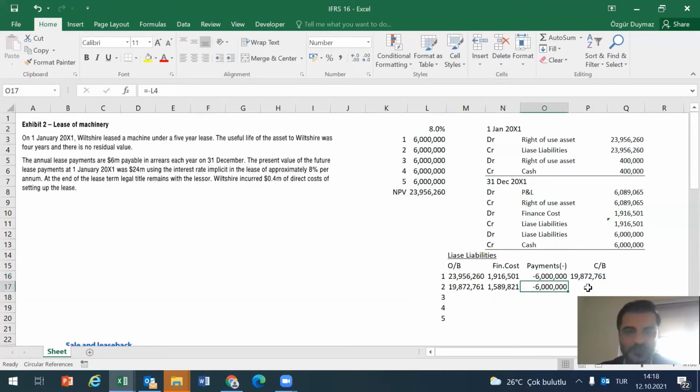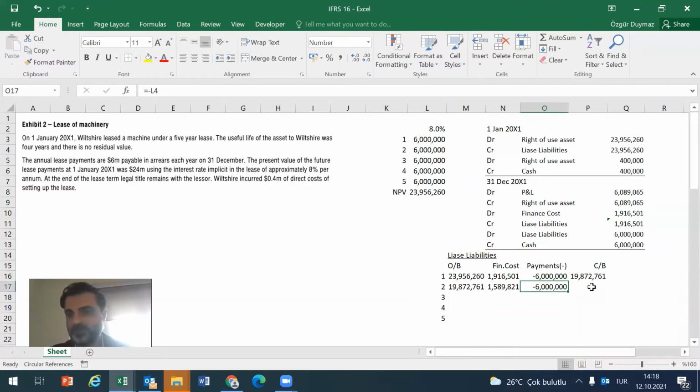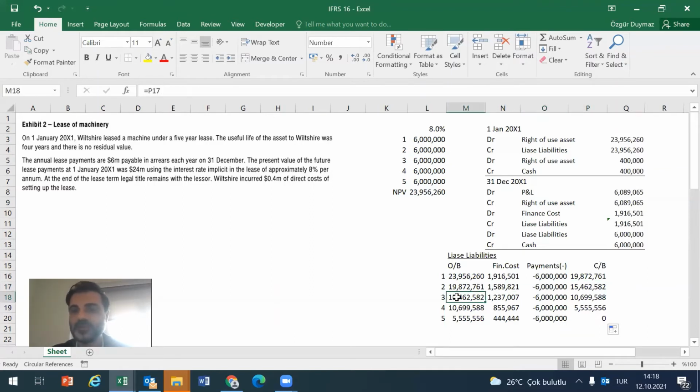Let's move to another sheet of the Excel file. Here. At the end of year 5, we need to reach 0. Yes. Each year, opening balance, finance cost, payment, closing balance. Finance cost needs to be added to the opening balance and the payment should be deducted, then closing balance, and at the end of year 5, of course, the leasing liability balance should be 0.